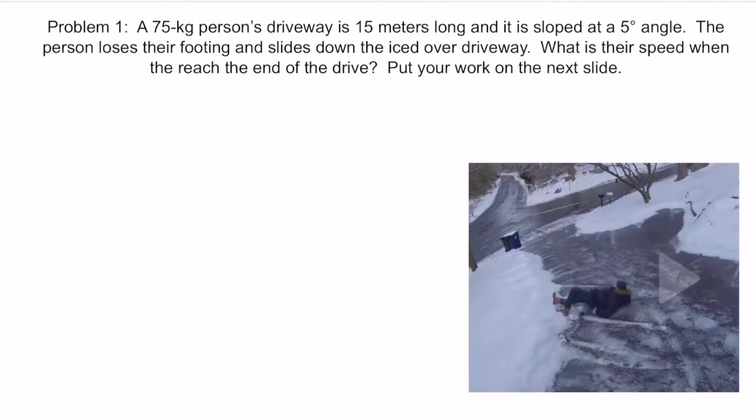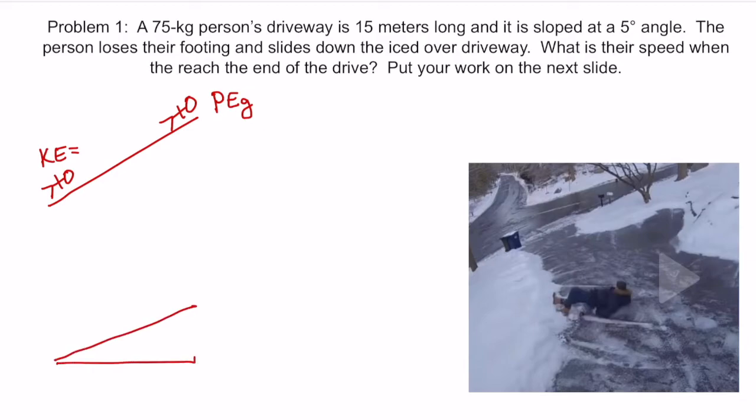do they end with? So in this first one, we have a guy at the top of his driveway sliding down into the street. He's going to start with potential energy gravity. He's going to end with kinetic energy. We have to figure out his height above street level, and we do that by saying that his driveway is 15 meters long. The driveway is angled at 5 degrees. So you want to use one of your trig functions to find h.